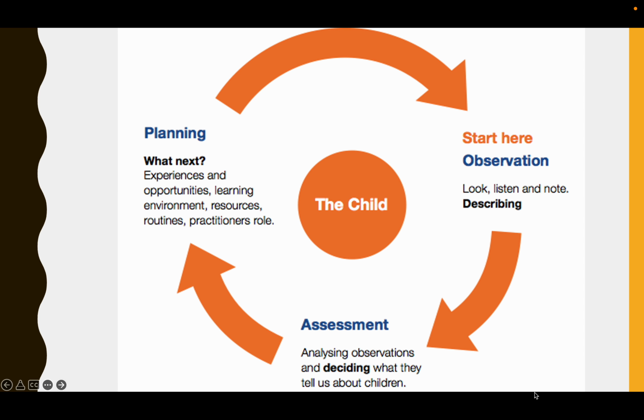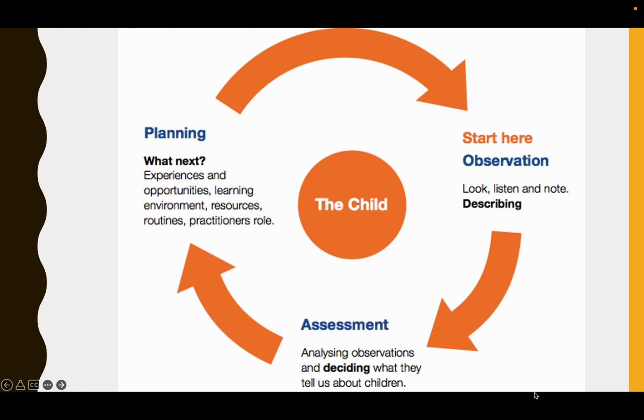This is the planning, observation and assessment cycle. So the child is in the middle, and what we need to do is start with observation. We need to look, listen and note how children are developing, what milestones they've met, and we do that by moving on to assessment. We analyse what we've seen, either what we've seen through ad hoc observations when we just watch the children playing, or when we stand back and do more formal observations.